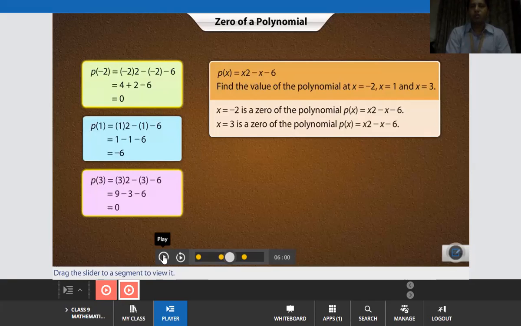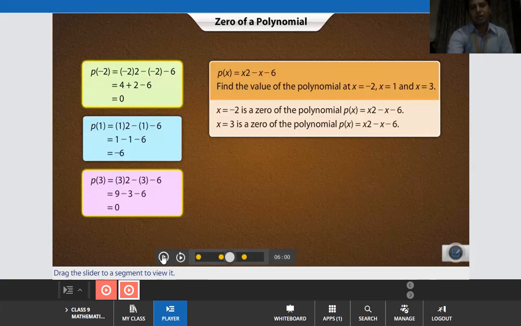So here we can conclude that x equals -2 is a zero of polynomial p(x), and x equals 3 is also a zero of polynomial p(x) = x² - x - 6. Here we can see (-2)² is 4, minus (-2) plus 2, minus 6 is 0, and here 1² is 1, -1 minus 6, -1 and +1 cancel, the answer will be -6.